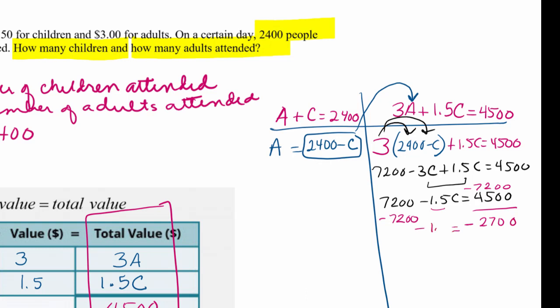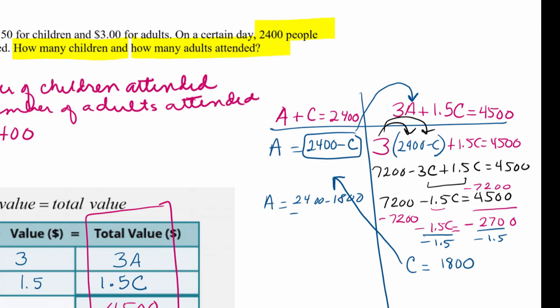So that means that in this next step, when I divide by negative 1.5 to isolate the C, those two negative symbols are going to give us a positive, which is a good thing because C, as you recall, represents the number of children who attended. So there were 1,800 children who attended that day. And so now we're going to bring this back over here to the left-hand side. It's going to allow us to solve for our number of adults. It looks like we had 600 adults.